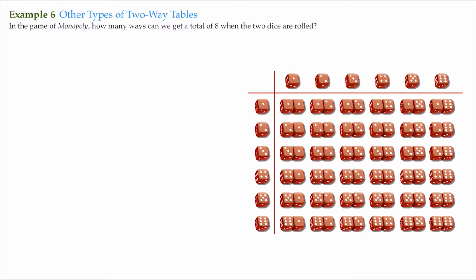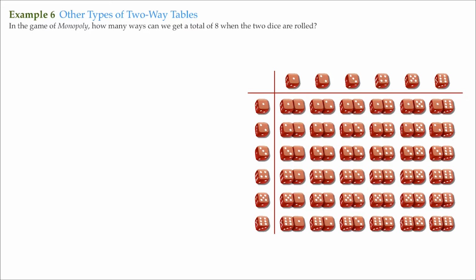In this example, we are introduced to another type of two-way table, albeit that this two-way table represents the outcomes on the roll of a pair of dice, but it's still a two-way table nonetheless. Across the top here we have our columns. That represents the outcome of one of the die, and of course down here we have our rows. And in the body of the table here shows how the two dice intermingle.